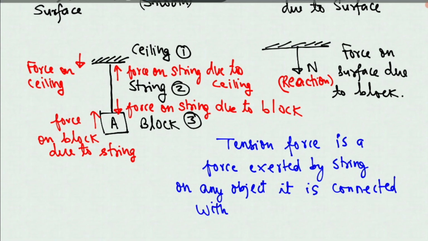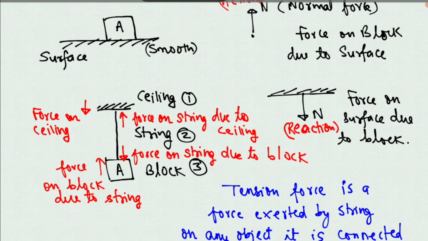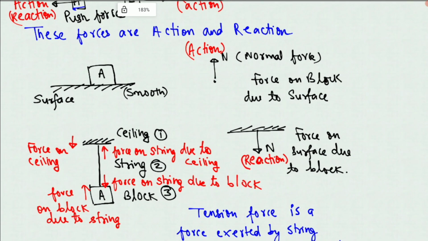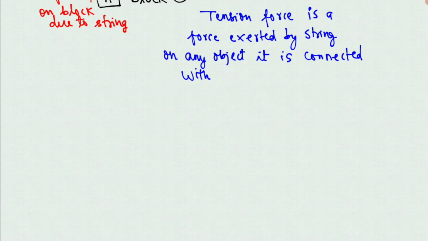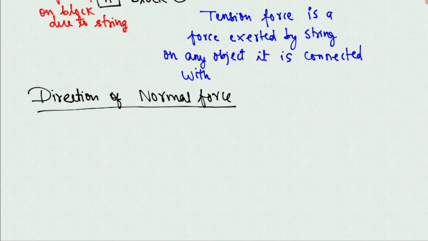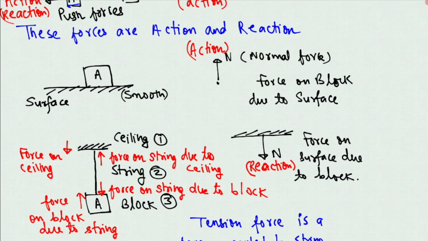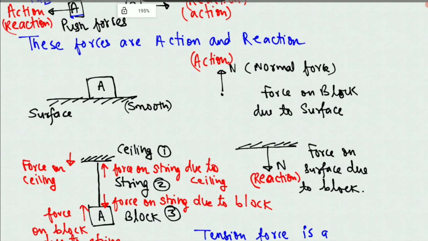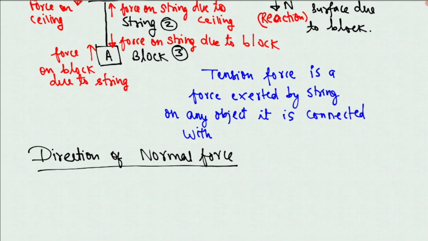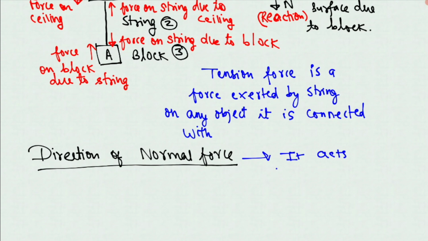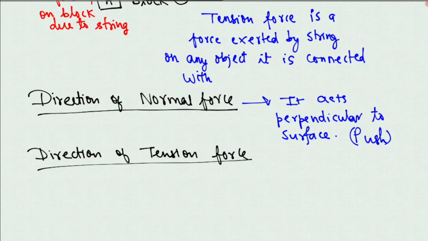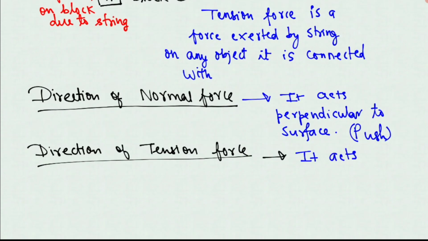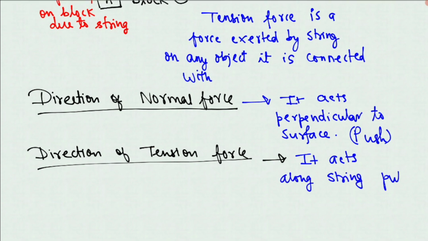So we have seen how a block is interacting with normal force and how a block is interacting with tension force. Now let's talk about the direction of normal force and tension force. So let's go back to the diagrams. When we drew the diagram for a block kept on a horizontal smooth surface, as you can see, the normal is acting upwards. So the direction of normal is perpendicular to the surface and it is a push force. Direction of tension force, it acts along the string. It is a pull force.